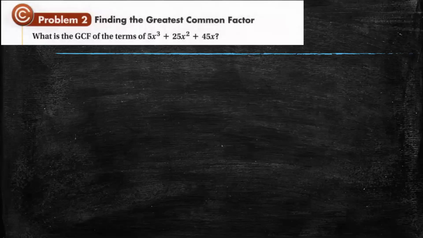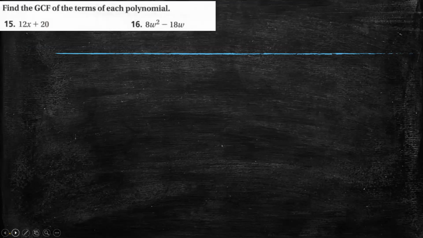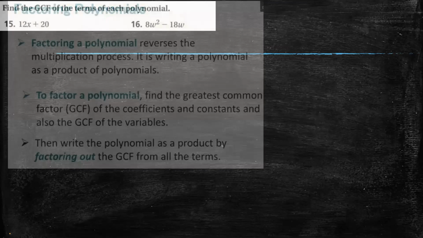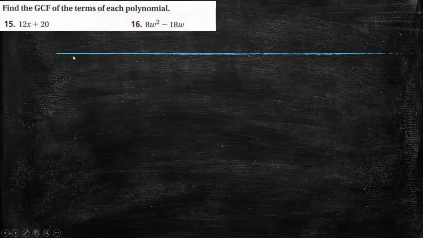Now, we said that if you want to factor a monomial from a polynomial, the first step is to find the greatest common factor. And we said yesterday, how can we find the greatest common factor? Let's have this example here. What is the greatest common factor of the terms of each polynomial?